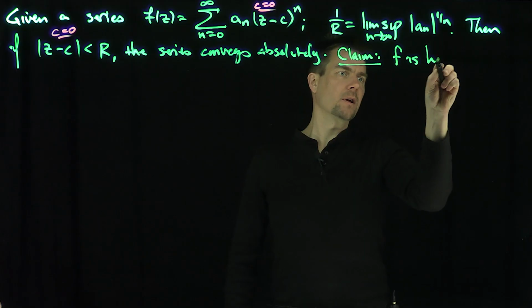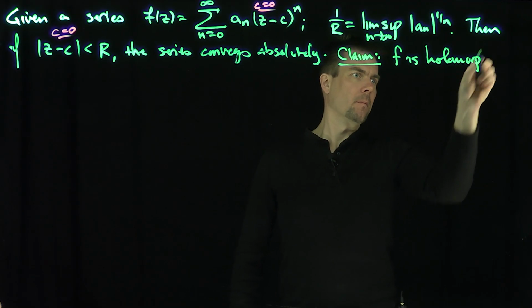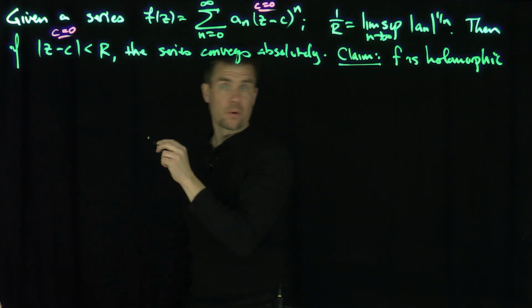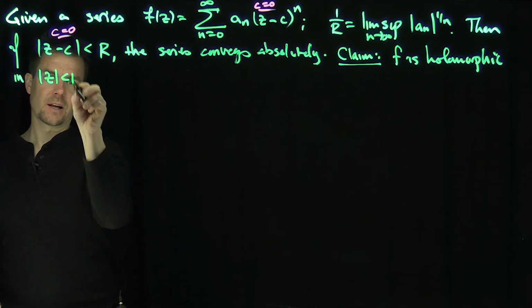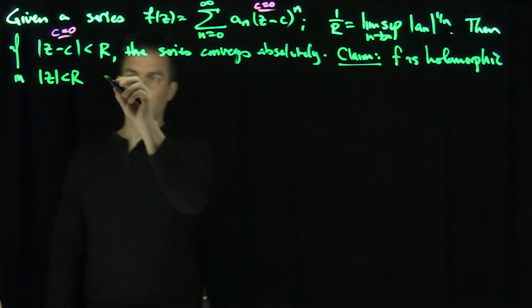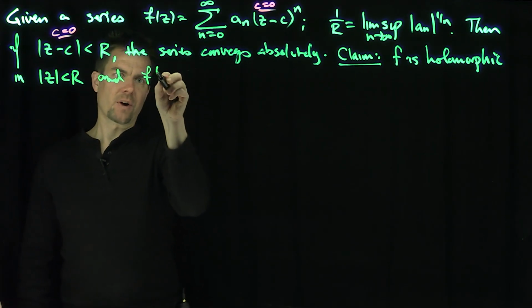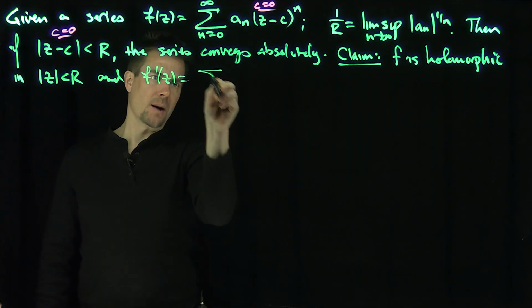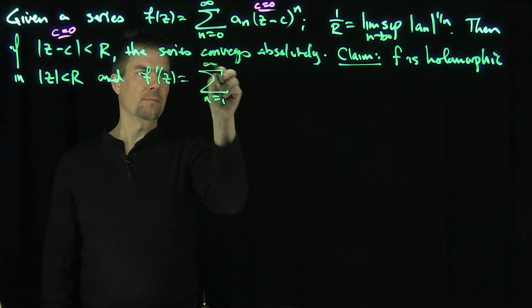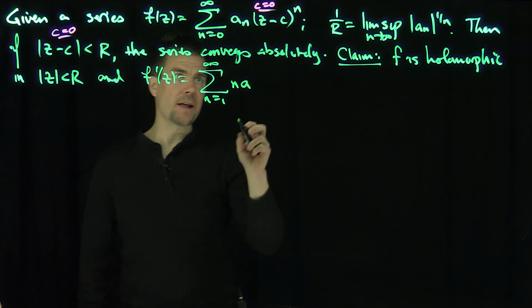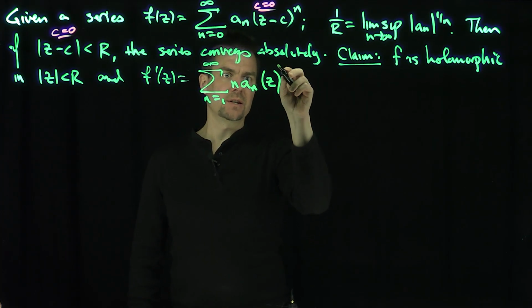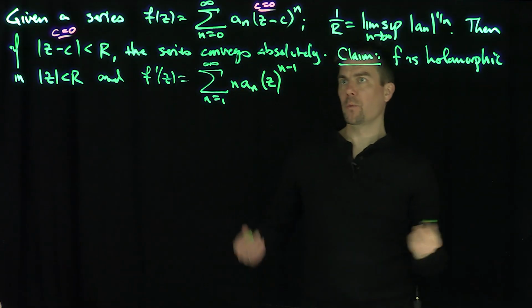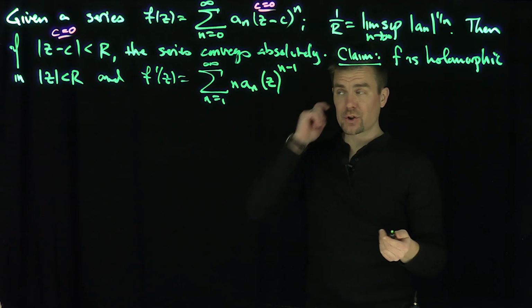So we claim f is holomorphic. So I claim that this function f is holomorphic where? In this region, modulus of z less than r. And moreover, f prime of z is equal to the sum, n goes from 1 to infinity, of n times a_n times z to the power n minus 1, what you would expect to get by term-by-term differentiation, okay?